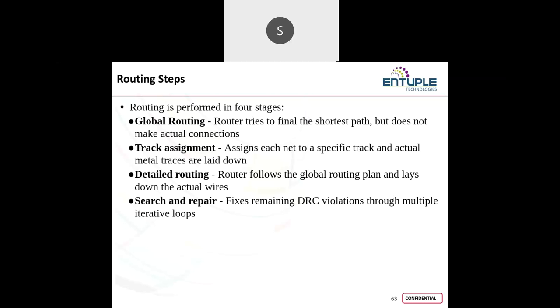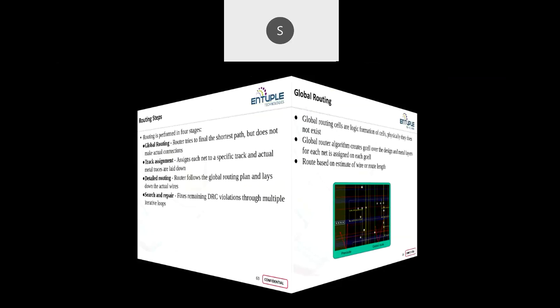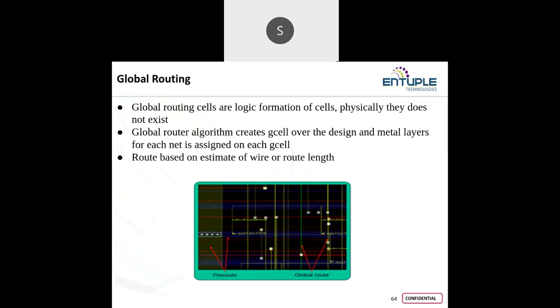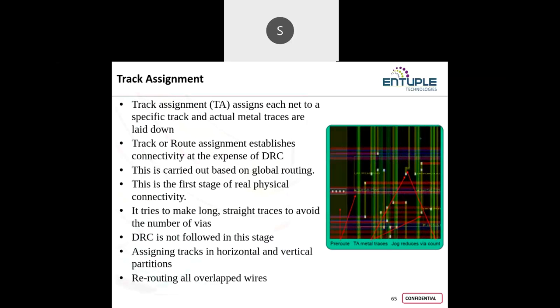So next one is track assignment. I am just showing you the detail. As you can see here, the G cells that I am talking about. In the same way, I am moving to the next stage, that is track assignment. Usually, in track assignment it will try to replace all the global cells.